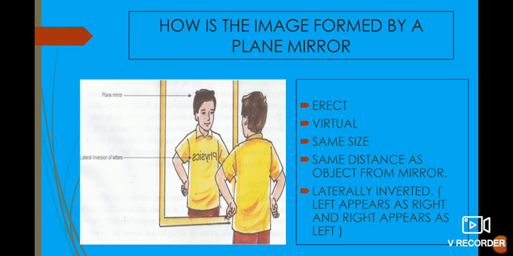It's an interesting thing. When you stand in front of the mirror, your right hand will appear as your left hand and the left hand will appear as right. What do we call this phenomena? We call this lateral inversion or laterally inverted image.